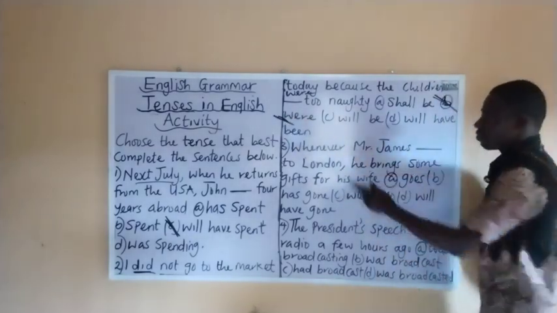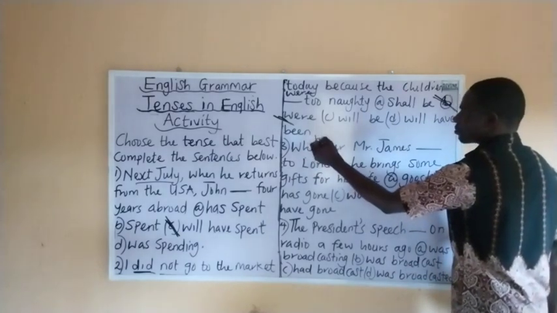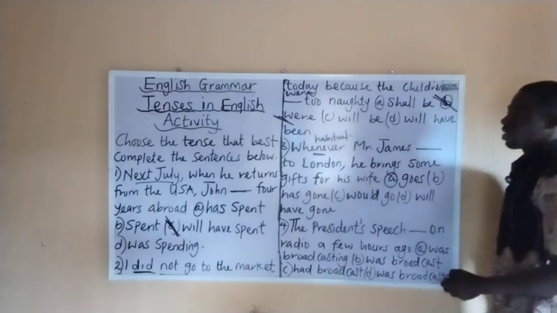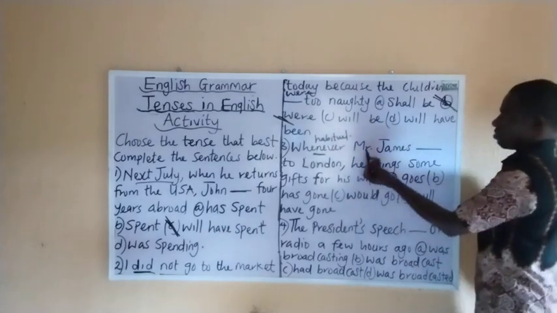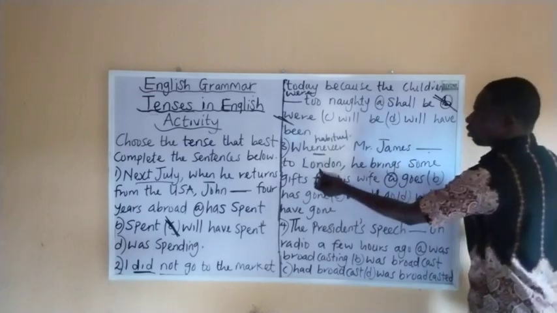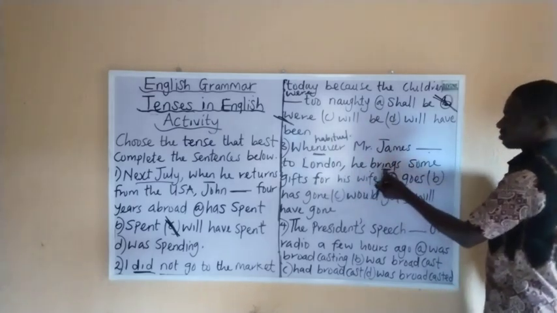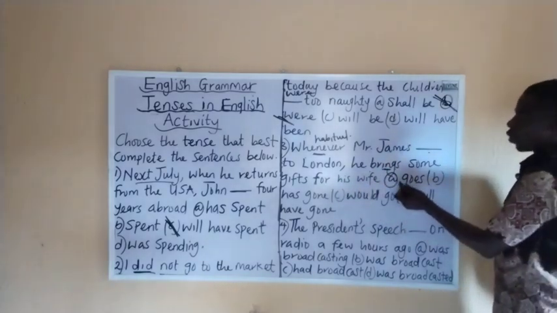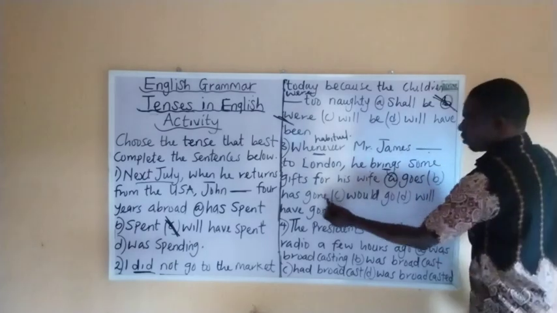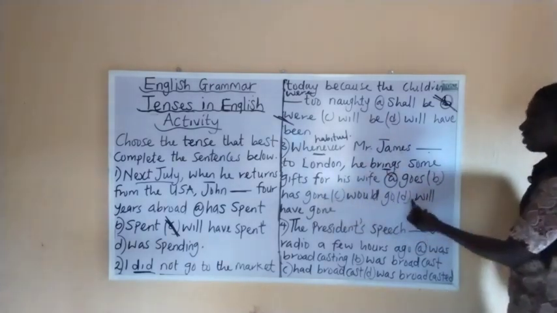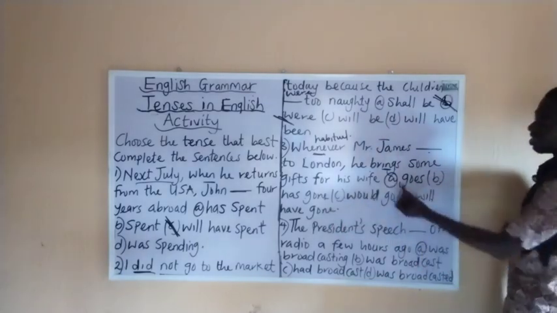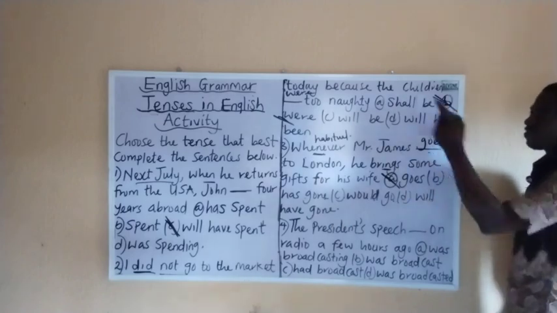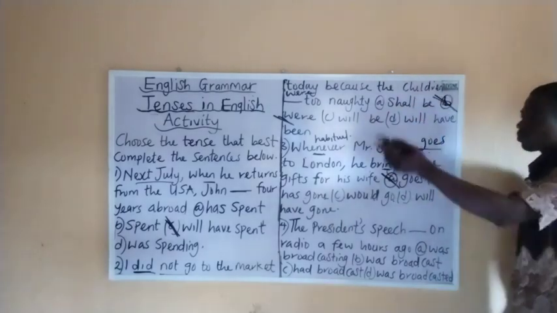Number 3. Whenever, this is a habitual action. Whenever Mr. James dash to London, he brings some gift for his wife. A goes, B has gone, C would go, D will have gone. The answer here is what? Goes. That's A. Whenever, habitual action.